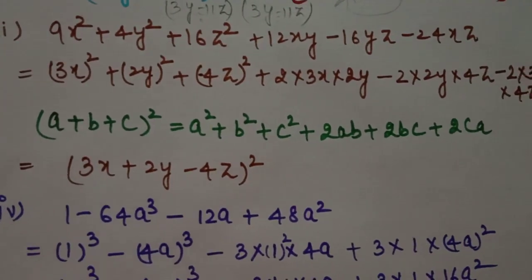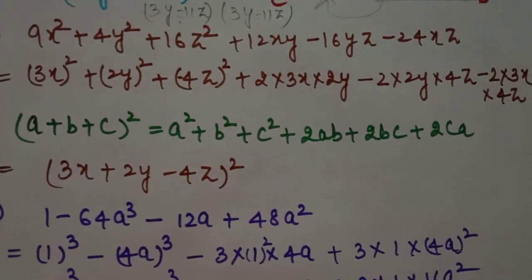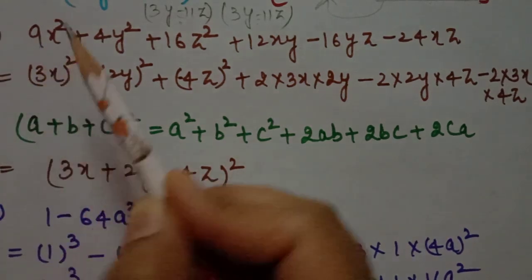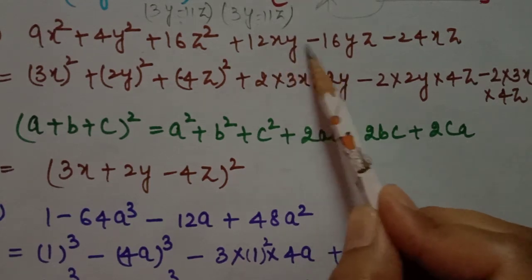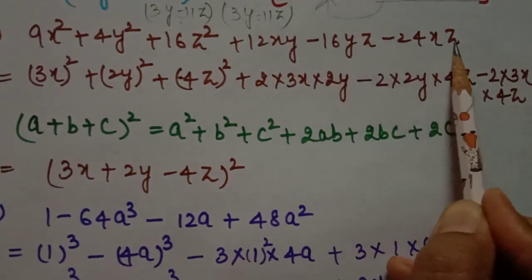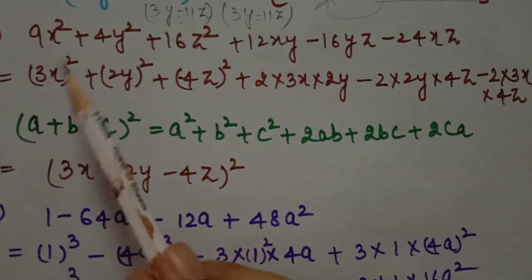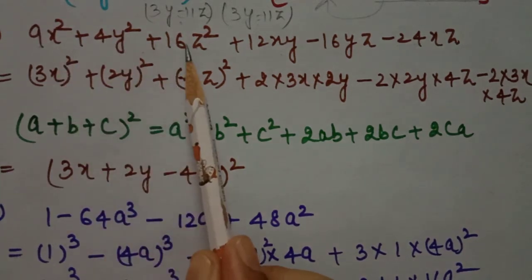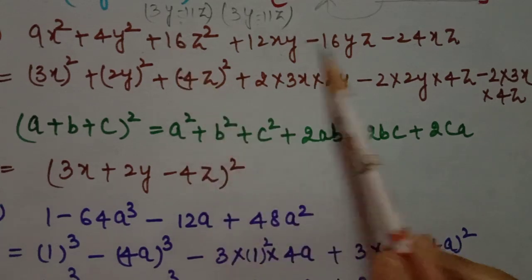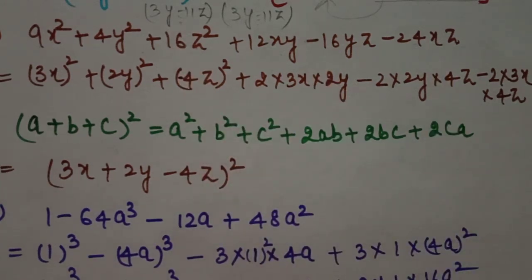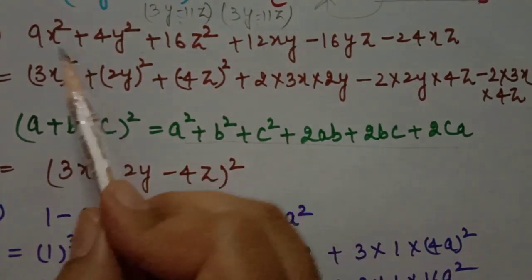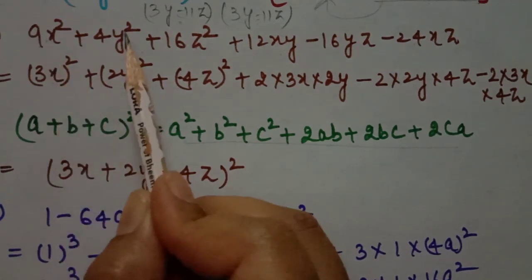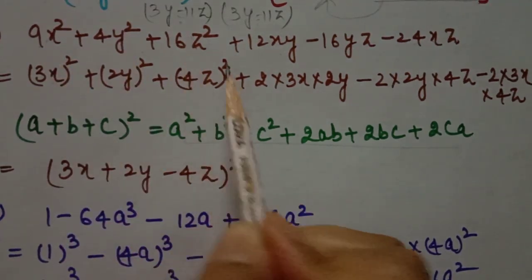Now the third part is 9x square plus 4y square plus 16z square plus 12xy minus 16yz minus 24xz. From this question, 3 terms are present in whole square and 3 terms are present with 2 variables. So it is clearly visible that we have to apply the identity (a plus b plus c) whole square, which is the same pattern. So we will change them as whole squares. It is (3x) whole square, (2y) whole square, (4z) whole square.